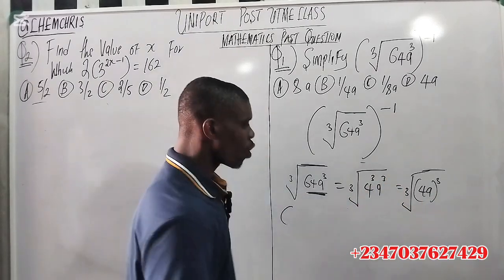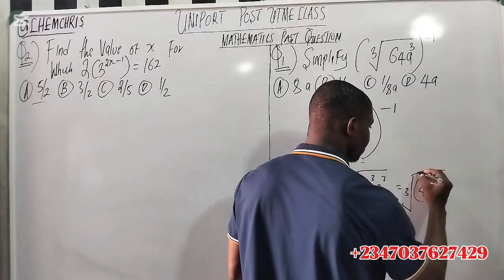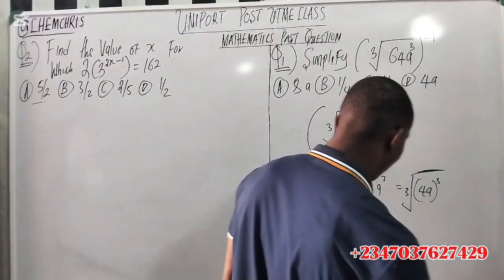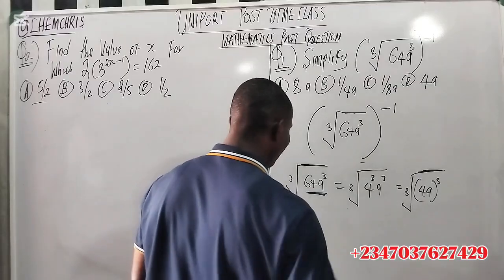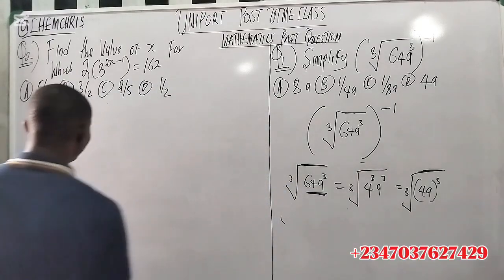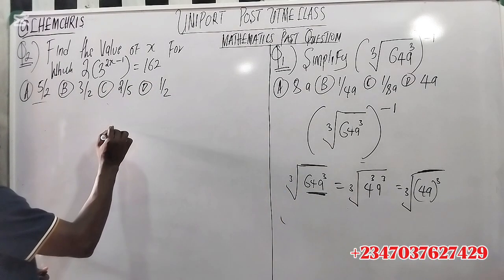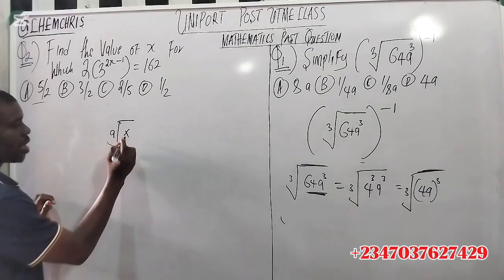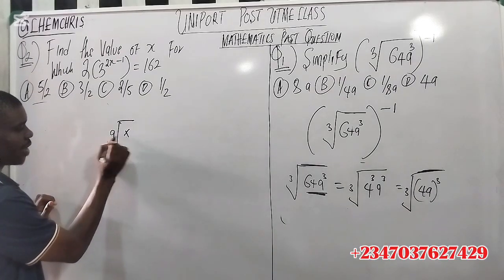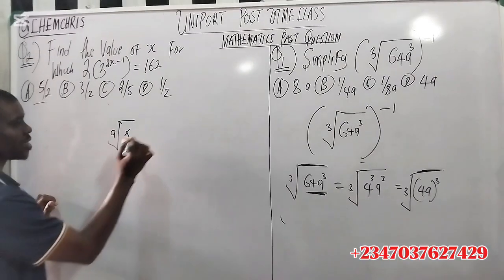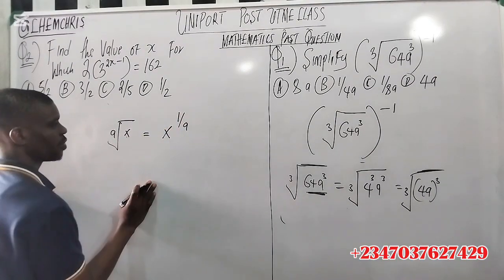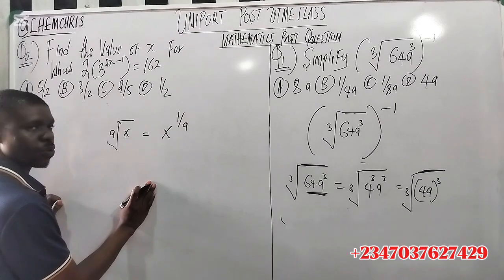So how do we manage this cube root here? There's one thing I want to show you. Whenever you have something like this, the cube root of x to the power of a, it is also the same thing as x raised to 1 over 3, just 1 over 3.